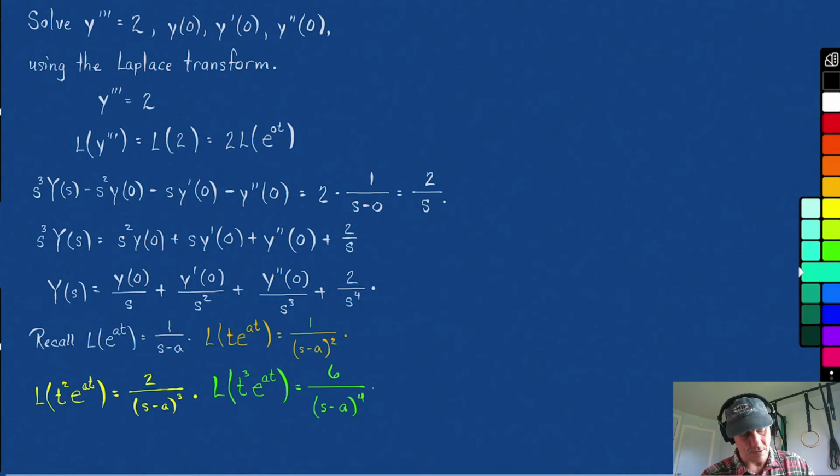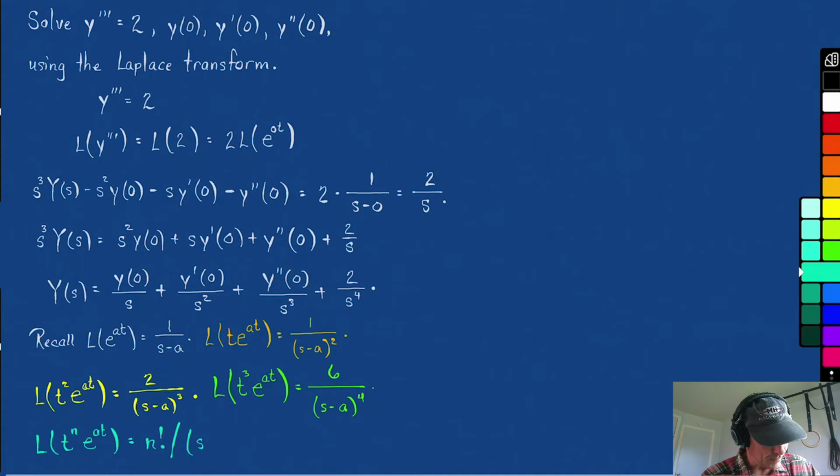And the general form is that the Laplace transform of t raised to the nth power e to the at is equal to n factorial divided by s minus a raised to the n plus 1. And that's our general form.